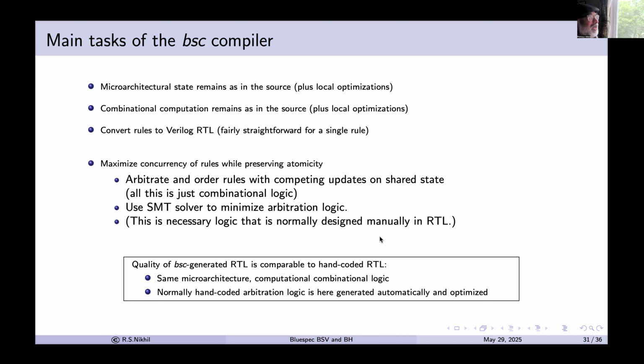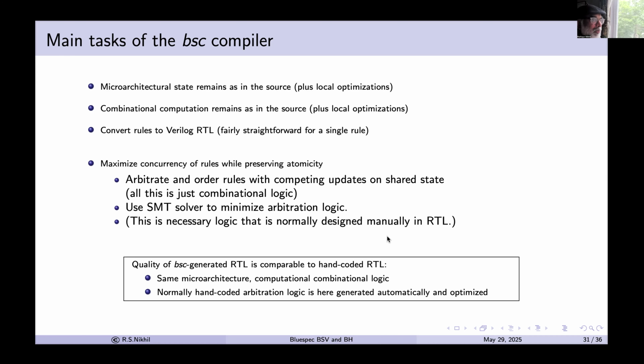So that's basically the work of the BSC compiler, and the quality of the code is comparable to hand-coded RTL. Any such claim must be taken with a pinch of salt. What do I mean by that? You can get an intuitive sense, because unlike HLS, for example, where initially you have no idea what RTL you're going to get out of the compilation process, here most of it is not a surprise.